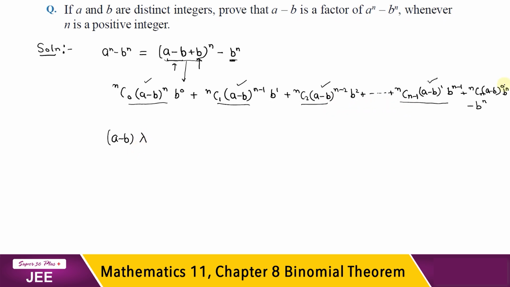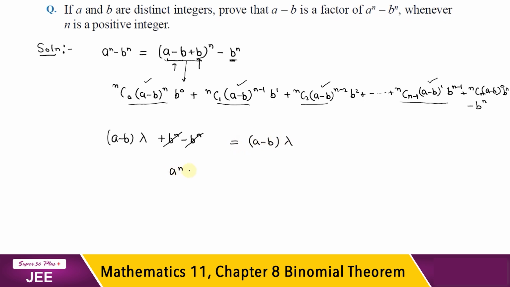Now we are left with this part. So nCn is 1, (a minus b) raised to the power 0 is again 1. So here we have b raised to the power n and then minus b raised to the power n, which gets cancelled off. So what we are left with? We are left with (a minus b) multiplied by lambda.